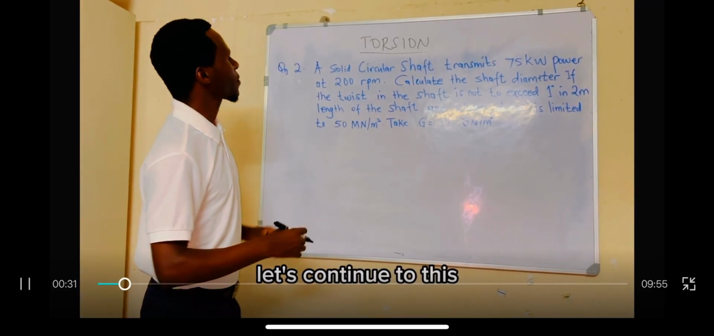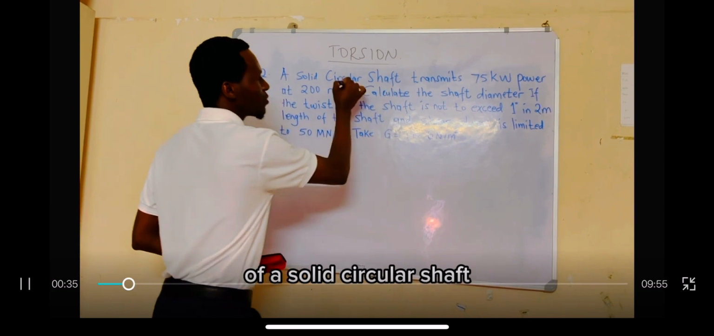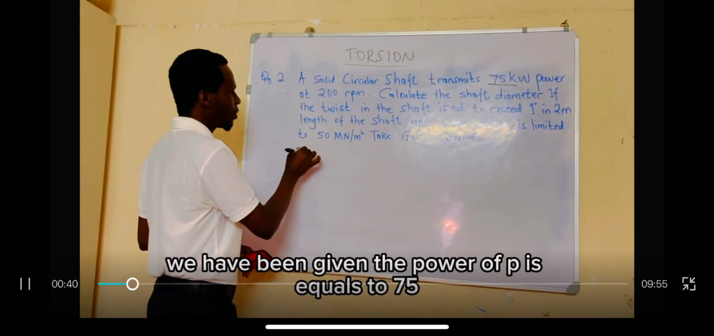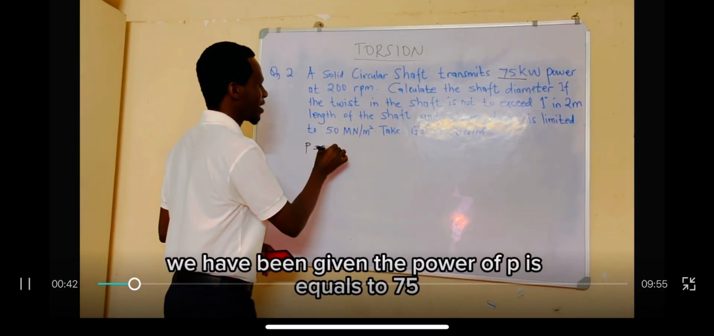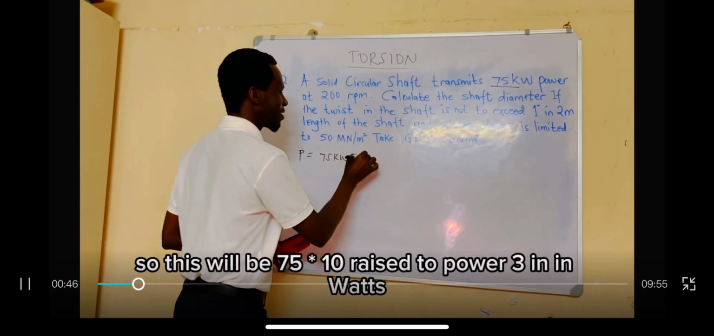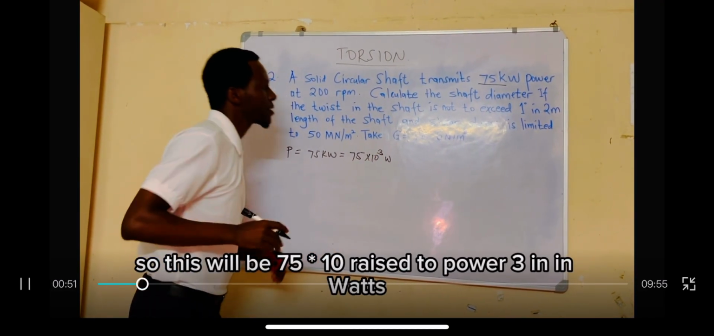Let's continue to this. The question is, a solid circular shaft transmits a power of 75 kilowatts. We have been given the power P equals 75 kilowatts. But remember, putting it in a standard unit, this will be 75 times 10 raised to power 3 in watts.